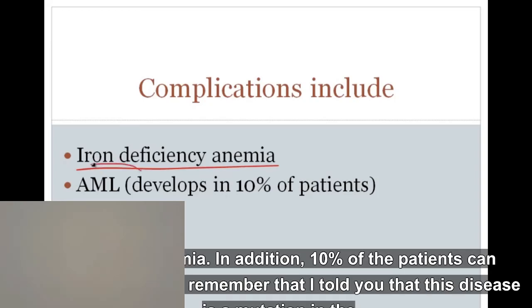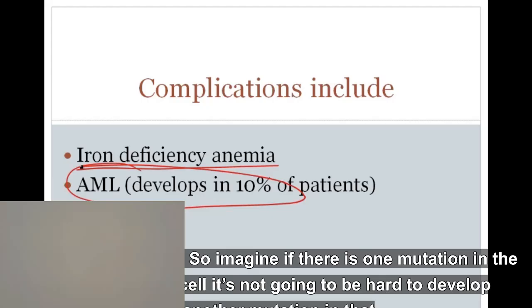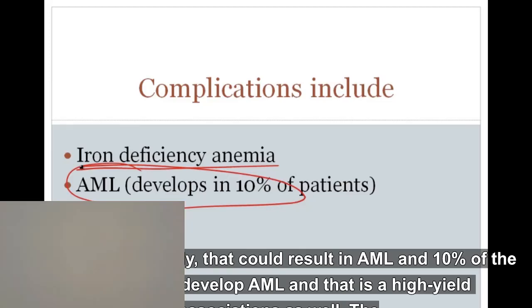In addition, 10% of the patients can develop AML. Now remember that I told you that this disease is a mutation in the myeloid stem cell. So imagine if there's one mutation in the myeloid stem cell, it's not going to be hard to develop another mutation in that cell, and eventually that could result in AML. And 10% of the patients do develop AML, and that is a high-yield association as well.